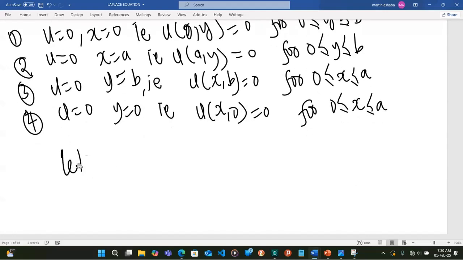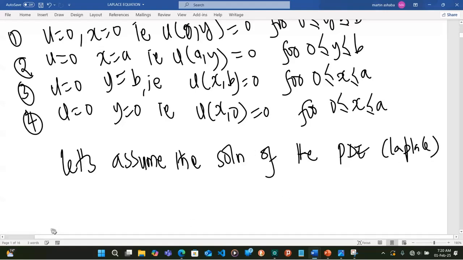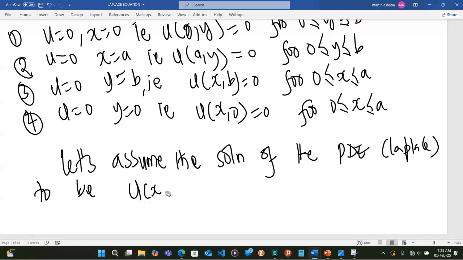So let's assume, we are going to assume the solution of the PDE, that is the Laplace equation, to be u. We have earlier on said that it is a function of x and y, and this is going to be X of x times Y of y.